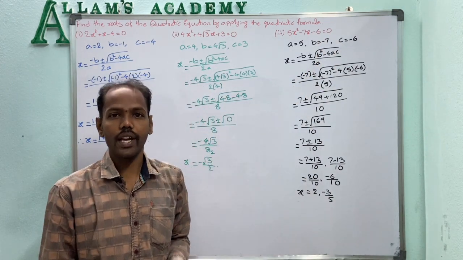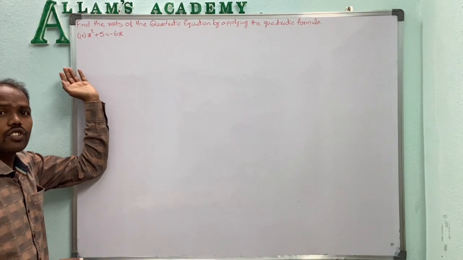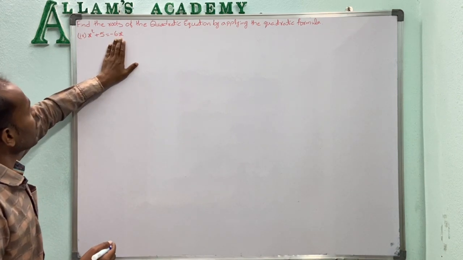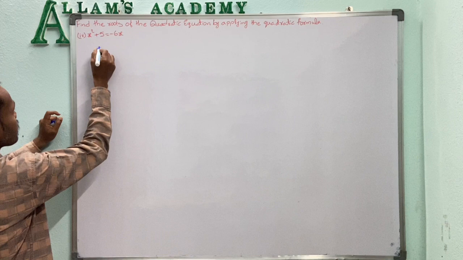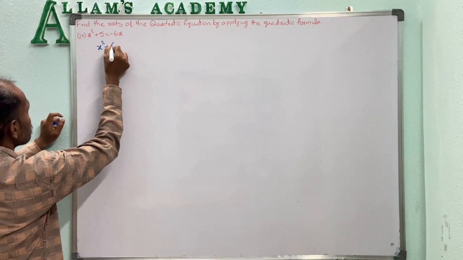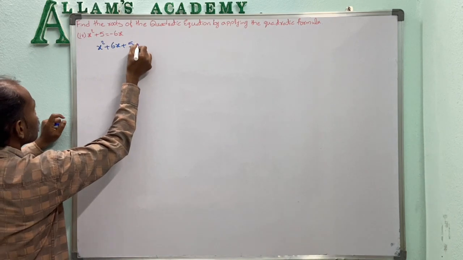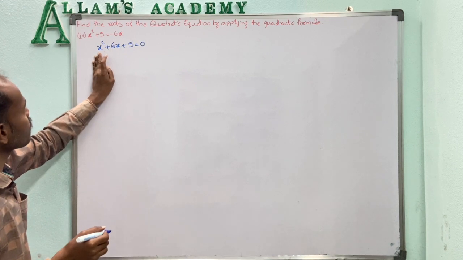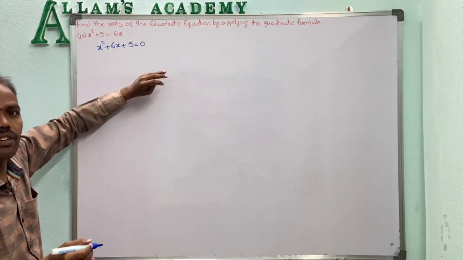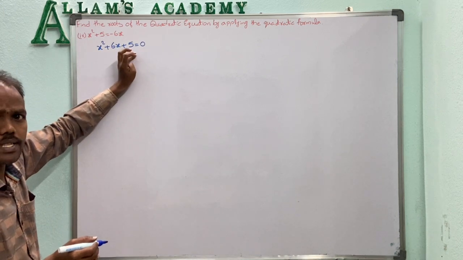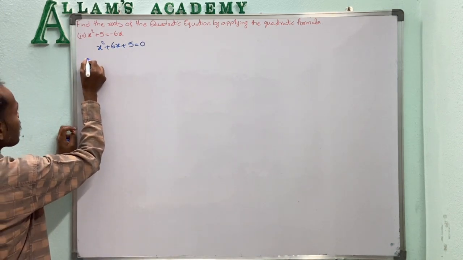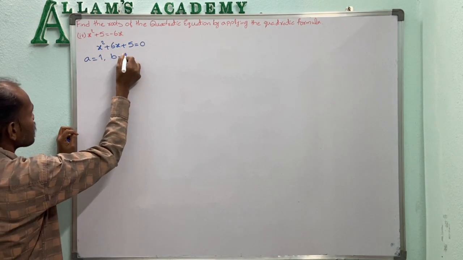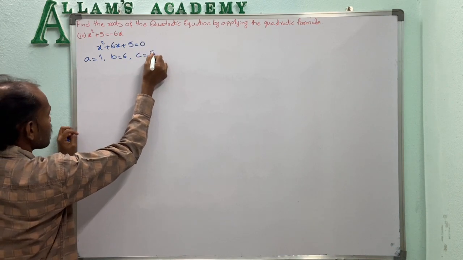minus 3 by 5. Here the given next quadratic equation is x square plus 5 equal to minus 6x. So first, minus 6x transfer to this side, that means the LHS side. Now it becomes x square plus 6x plus 5 equal to 0. Now here it is in the general form. So x square plus 6x plus 5 equal to 0, comparing with the quadratic equation ax square plus bx plus c equal to 0. Now here a is nothing but the x square coefficient, that is 1, and b, the x coefficient, is 6, and c, the constant term, is equal to 5.